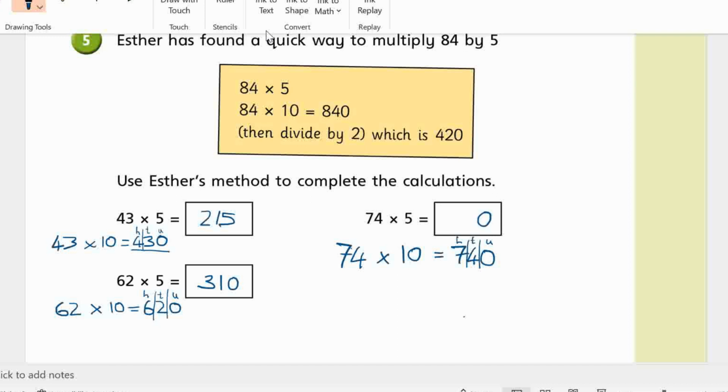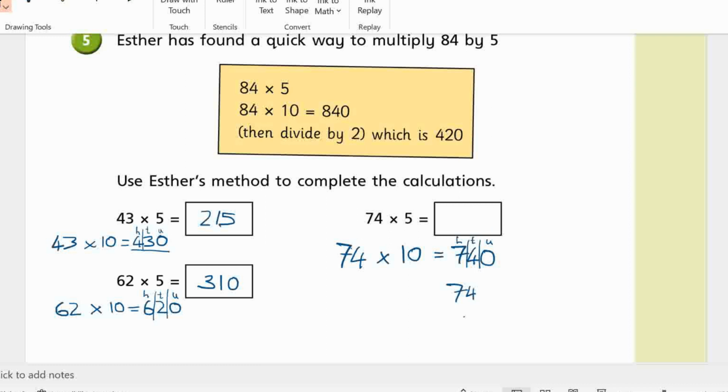4 divided by 2. How many times does 2 go into 4? 2 times. Oh, okay. Hence the trick. I did this one badly. Right, okay. So we can't do it like that, can we? So instead, we need to do, what is 74 divided by 2?